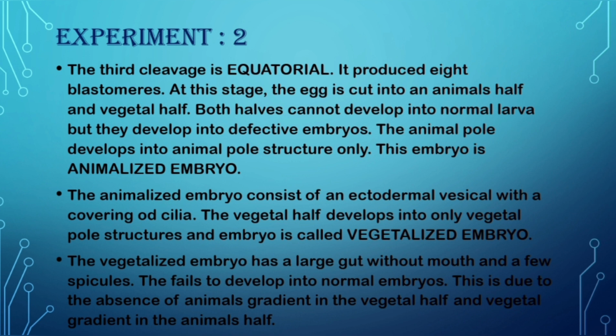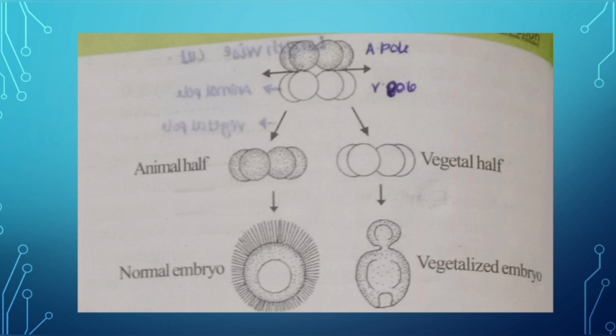The animalized embryo consists of an ectodermal vesicle with a covering of cilia. The vegetal half develops into only a vegetal pole structure and the embryo is called vegetalized embryo. The vegetalized embryo has a large gut without a mouth and fails to develop into a normal embryo. This is due to the absence of animal gradient in the vegetal half and the vegetal gradient in the animal half. It is a picture for experiment number 2.